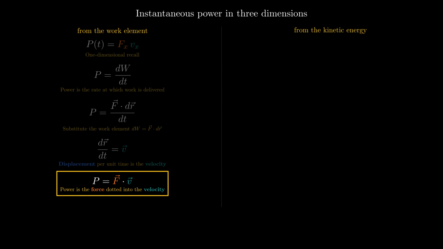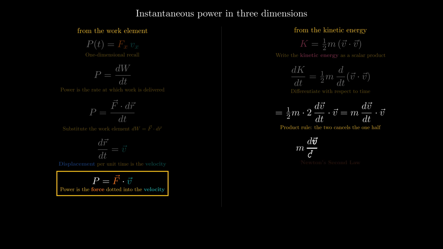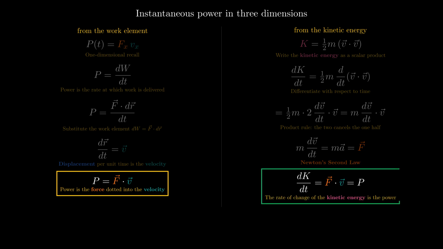Power is also the rate of change of kinetic energy. Write kinetic energy as 1/2 m times v dot v. Differentiate with the product rule for scalar products. Both factors contribute to the same term, so the 1/2 cancels, and dK over dt equals m times dv over dt dot v. But m times dv over dt is mass times acceleration, and by Newton's second law, that is the force. So dK over dt equals F dot v, which is the power. The 2 statements are the same physics. Integrate the power over time, and you recover the work energy theorem. Differentiate the theorem, and you recover the power.